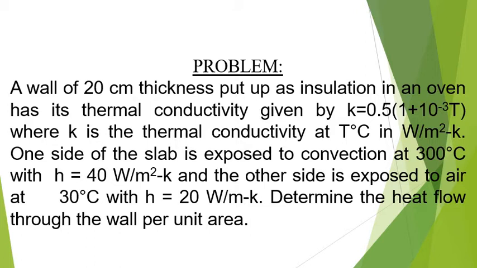One side of the slab is exposed to convection at 300 degrees Celsius with h equals 40 watts per meter squared Kelvin, and the other side is exposed to air at 30 degrees Celsius with h equals 20 watts per meter squared Kelvin. Determine the heat flow through the wall per unit area.